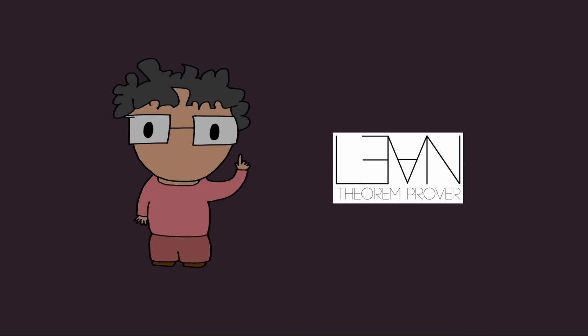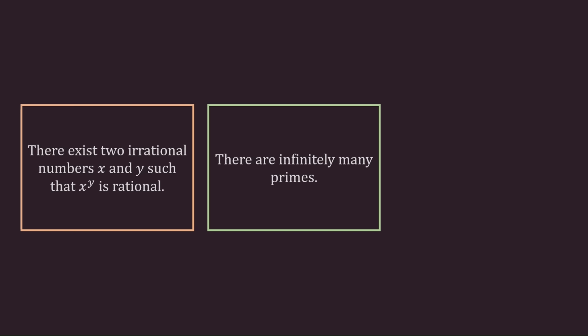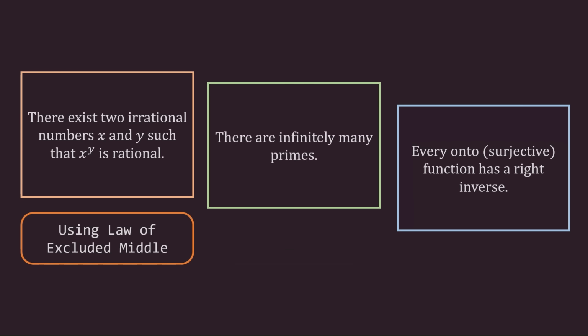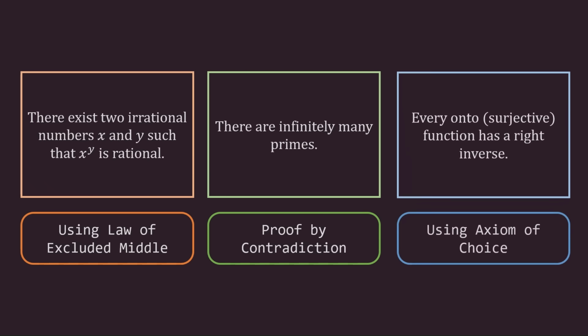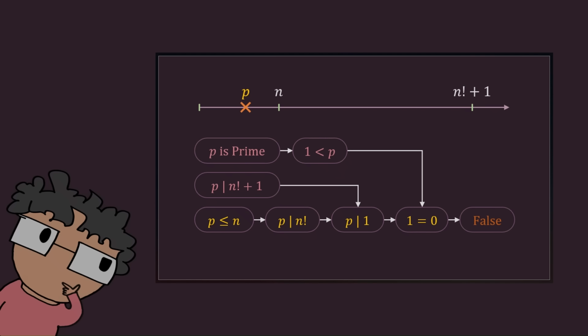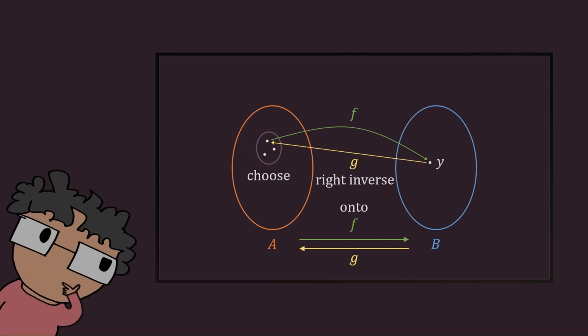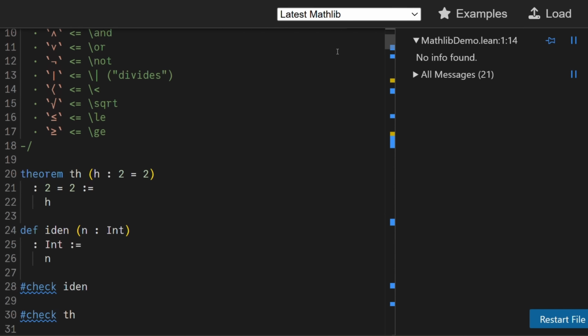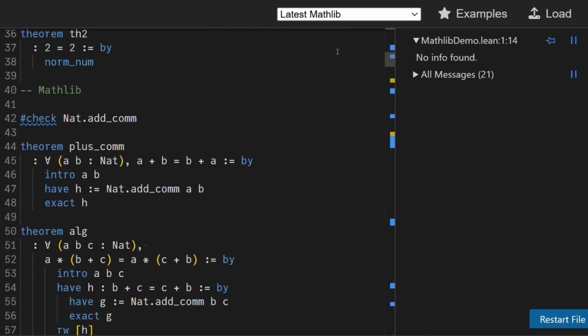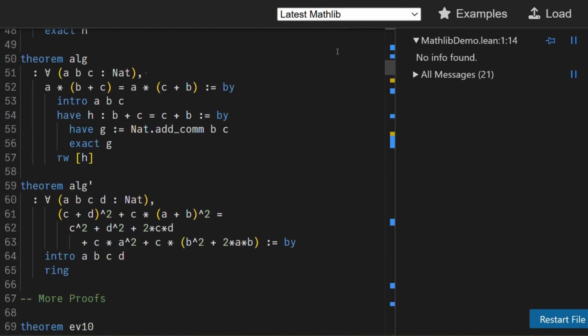By the end, we'll be able to formalize these three big proofs using the law of the excluded middle, a proof by contradiction, and the axiom of choice. Don't worry, I'll be explaining the proofs in detail before formalizing them. The code in this video is given in the online Lean 4 web server linked below in the description, so you can follow along if you wish to.